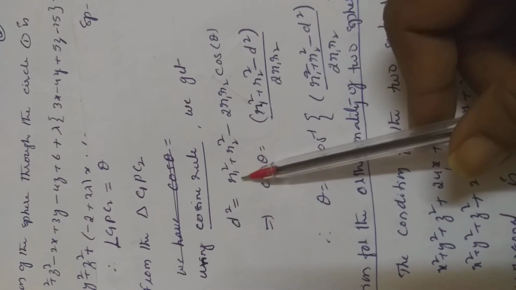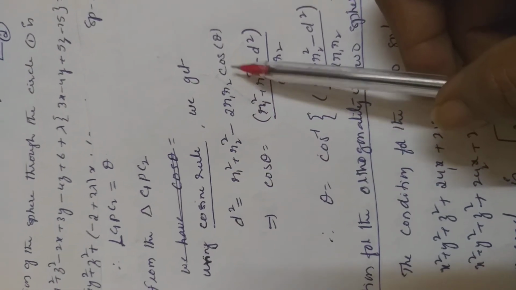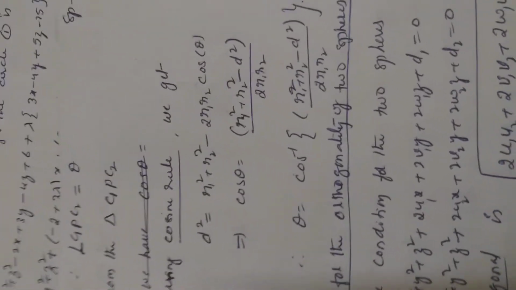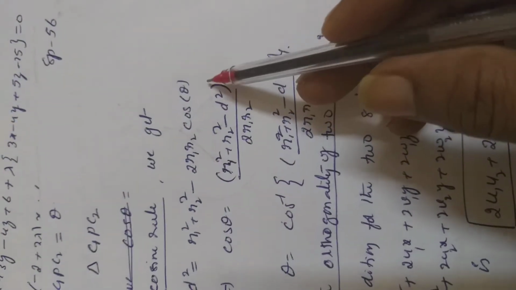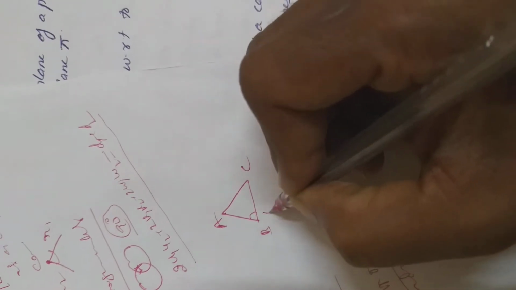minus 2R1R2 into the cosine of the angle between those remaining sides. This is called the cosine formula. Now, if you want, I can write this over here. Suppose this is a triangle ABC. Now, this is theta.